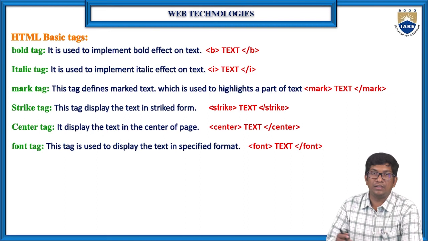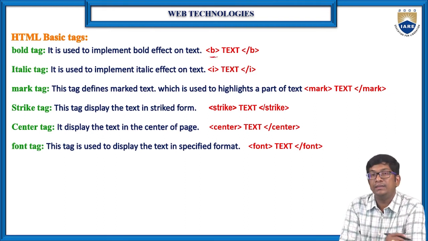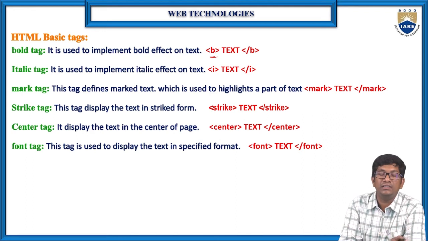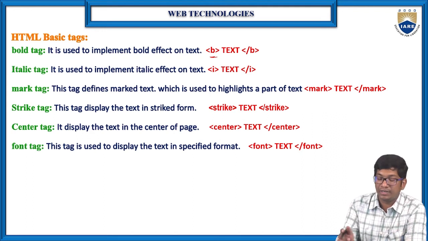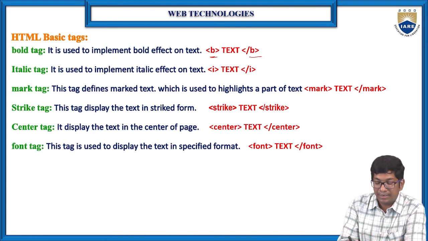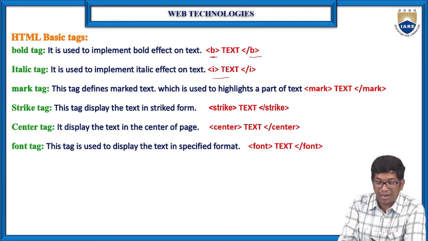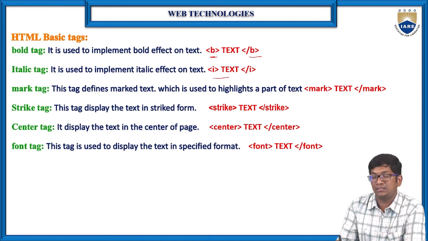And basic tags, other than that, we have the bold tag. We have to use B. B is for when you want to display the text in bold letters, which is written between B and /B, that is start tag and end tag. That will display in bold letters. Italic, you want to display the text in italic format, use the I element. Mark tag, you want to highlight the text, then you have to use start tag mark and end tag mark. In between that, you have to write the text.